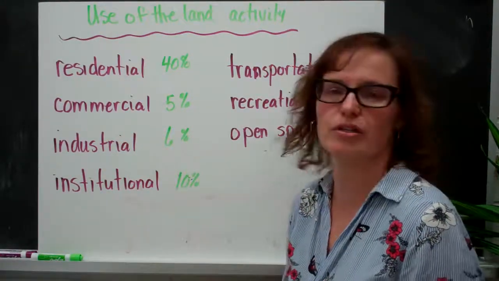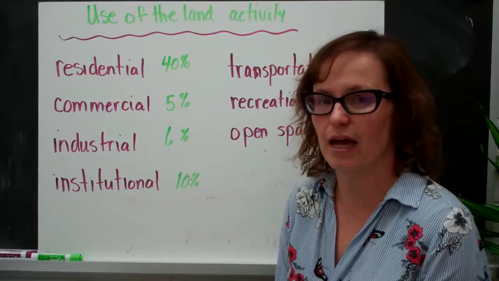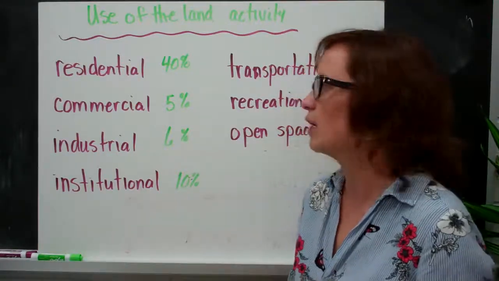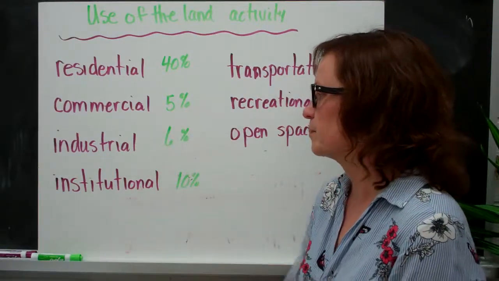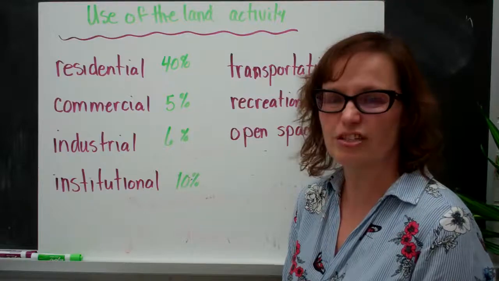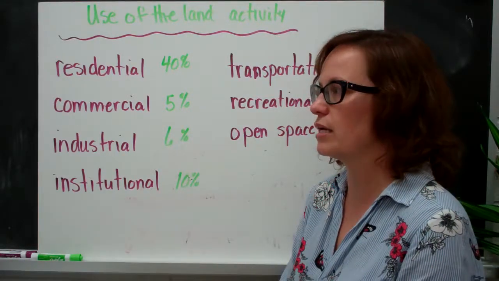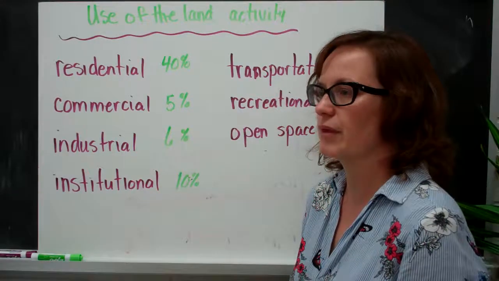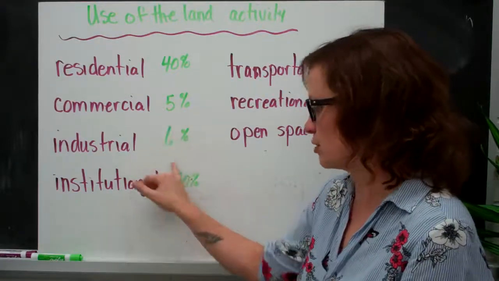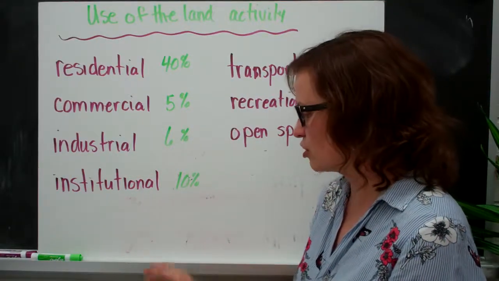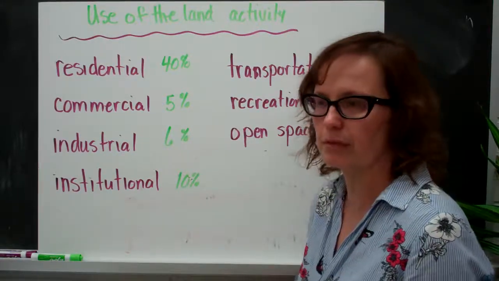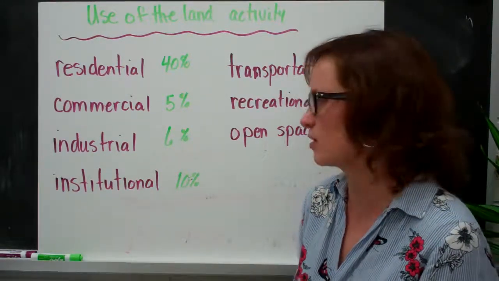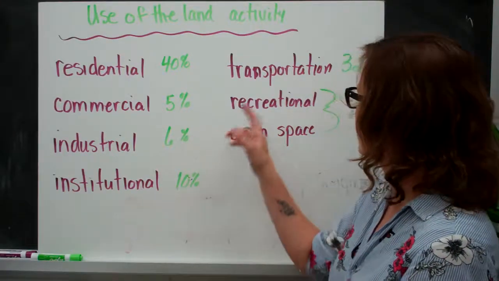Commercial is where we sell goods and services. So if we think about a plaza, that is an example of a commercial use of the land, and that takes about 5%. Industrial, those are factories or industry plants where we build things, and that's about 6%. Institutional are things like schools, hospitals, government buildings, community centers, arenas, things like that, and that's 10%.